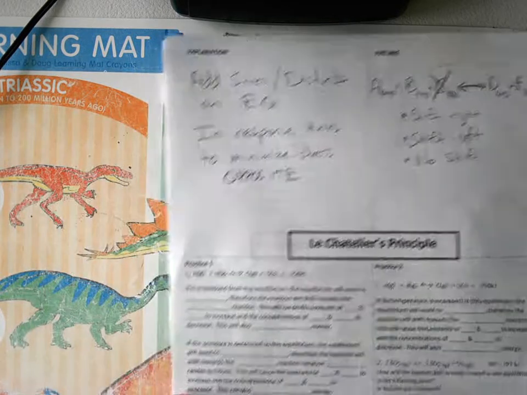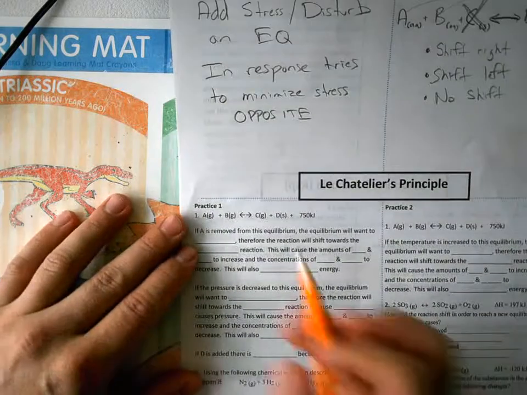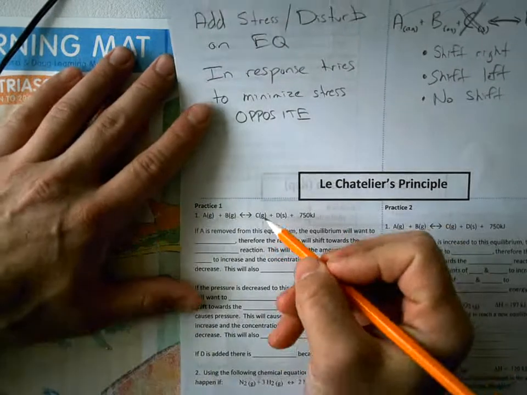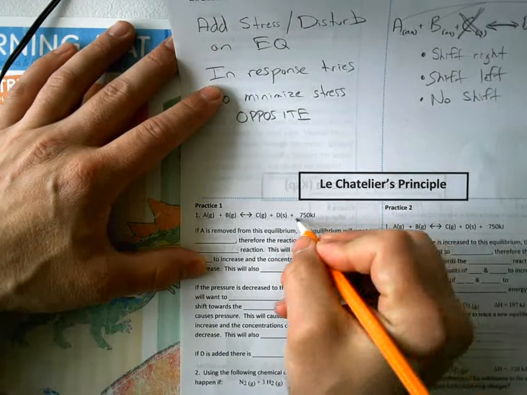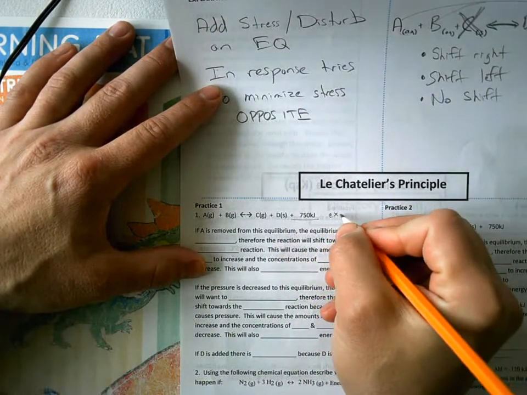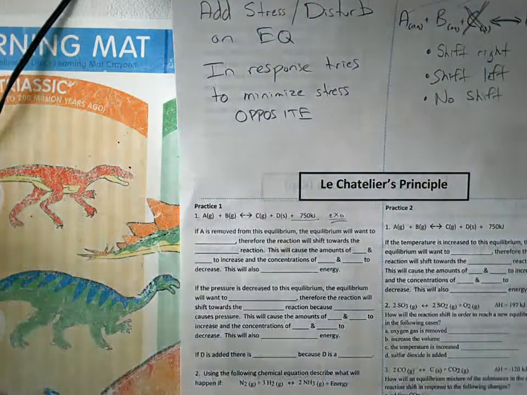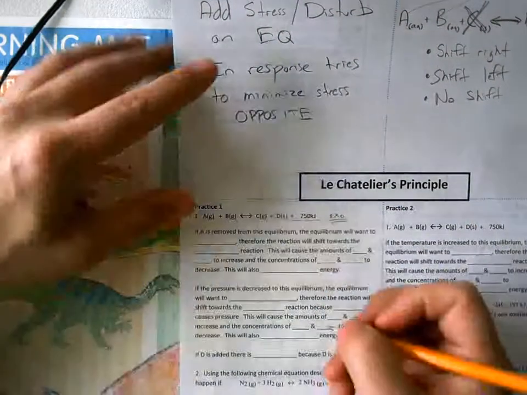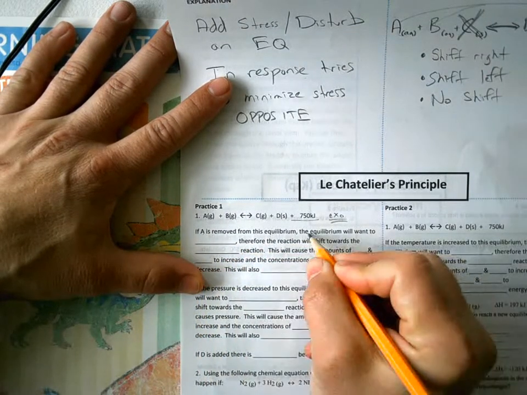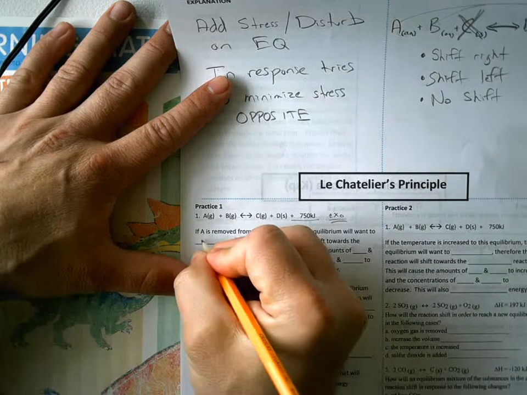Okay, let's go try some of these practice problems, because I think these will really help illustrate what's going on here. So let's look at this reaction here. I have A gas reacting with B gas to produce C gas and D solid, and it looks like this is an exothermic reaction because that energy term is found on the right side. And we're going to get into the effects of heat here in a minute. So now let's see. If A is removed from this equilibrium, the equilibrium will want to, what's the opposite of remove A?